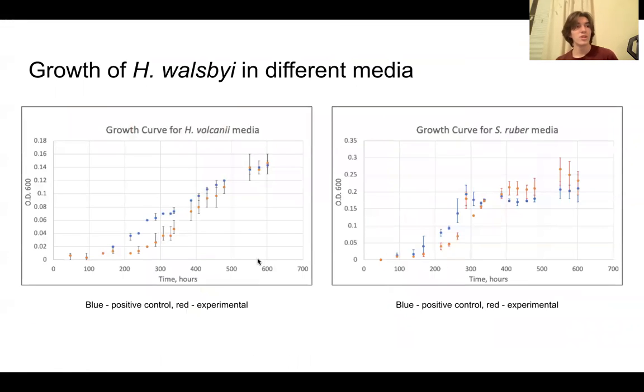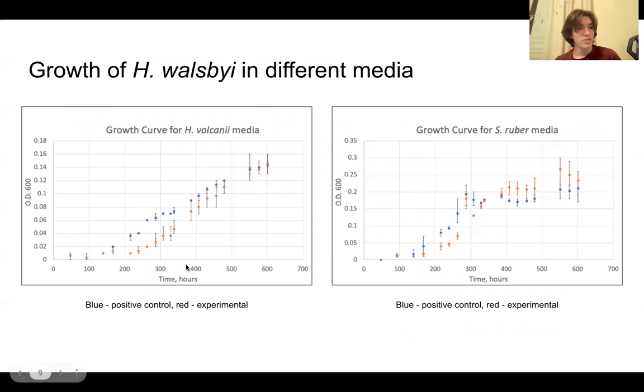Here are some growth charts of H. walsbyi in different media. The x-axis in both is time, and the y-axis is optical density. Both the positive and experimental groups were grown in triplicate. The points on the graph are the averages of each measurement, and the error bars represent high and low measurement. Not graphed was a negative control that did not exceed 0.01 optical density at any point.